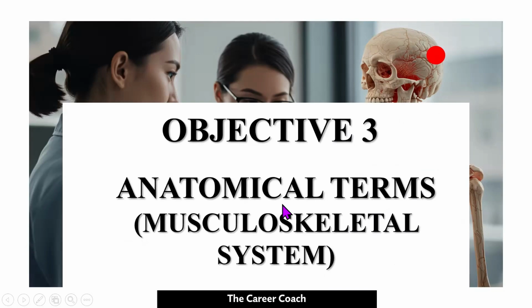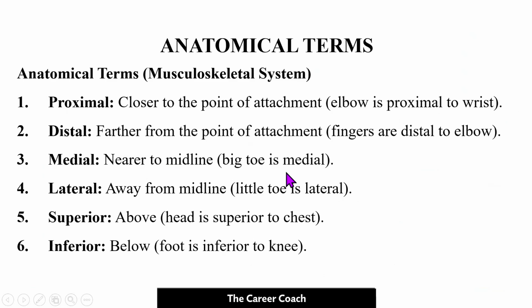Objective 3. Anatomical terms with regards to the musculoskeletal system. Anatomical terms in the musculoskeletal system include proximal, which means closer to the point of attachment. For instance, the elbow is proximal to the wrist. 2. Distal. Distal means further from the point of attachment. Example, the fingers are distal to the elbow. 3. Medial, which means nearer to the midline. Example, the big toe is medial.